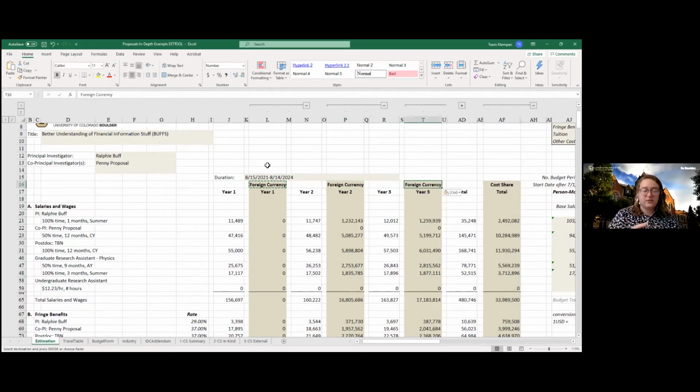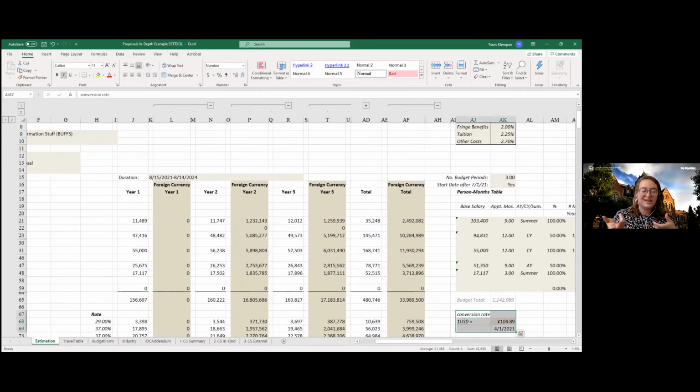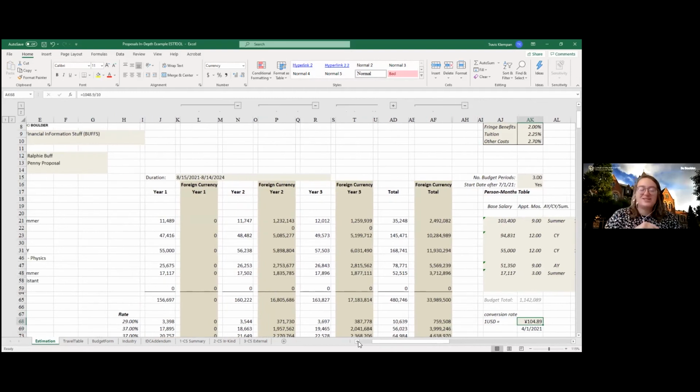So we have foreign currency. Here's 1 through 3, and then total. And we already showed you where we have our little conversion rate box off to the side. So we have 1 USD equals 104.89 yen. That's from the 1st of this month. It has changed. I looked at it this morning, but that's why we print the Wells Fargo page.